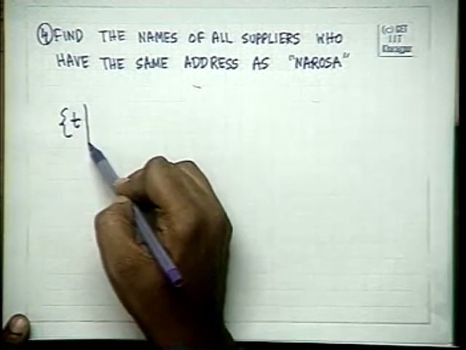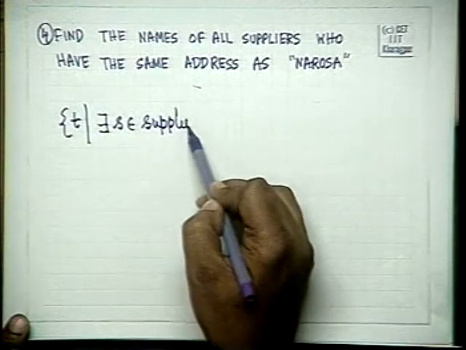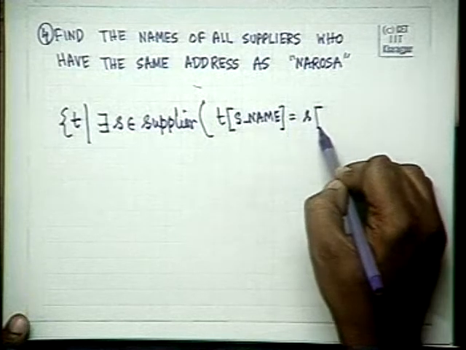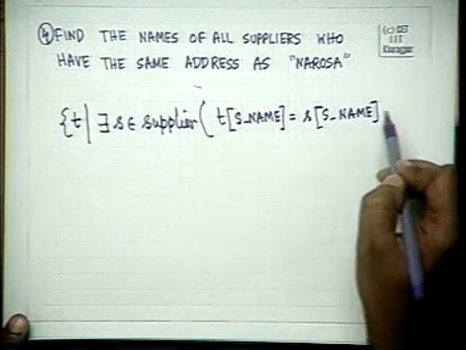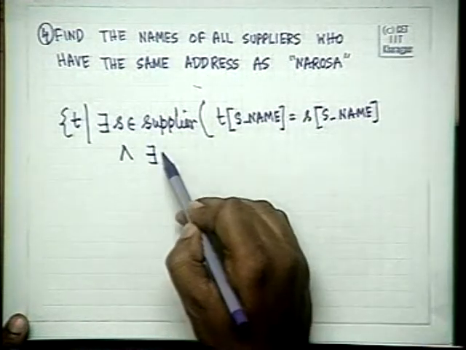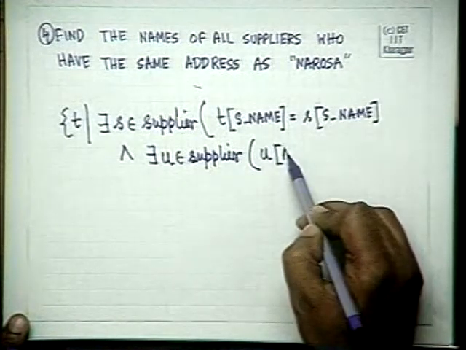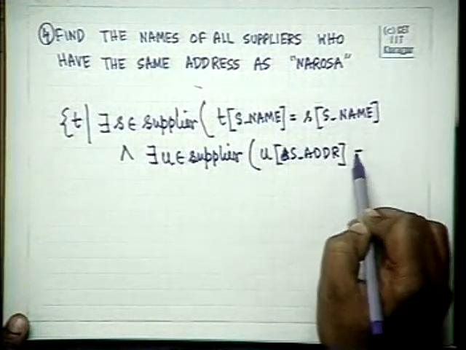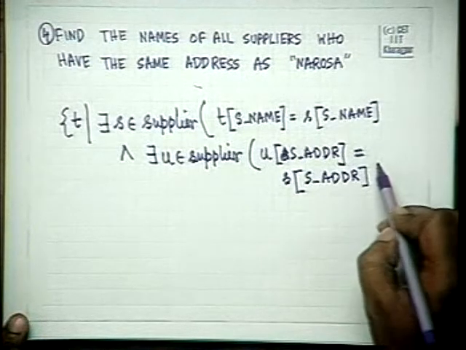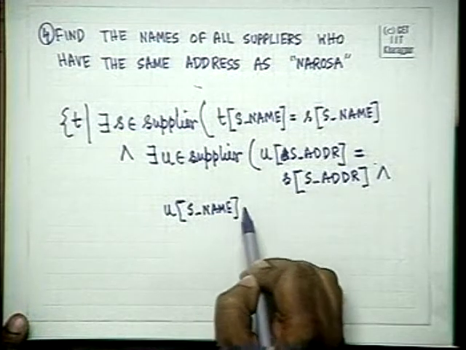Here it will come out like this: for all tuples T, there must exist an S element of supplier such that T of S name is equal to S of S name, and there must exist another U element of supplier as well such that U's S address is the same as the S address of S, and U S name is Narosa.